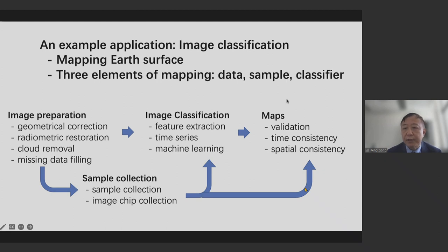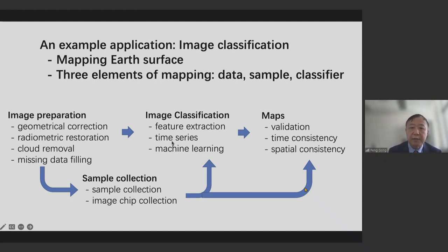You can also do change detection by comparing maps derived from different dates of the data, so you know, land cover or land use changes. And of course, we need some algorithm to do that. Nowadays, most people use machine learning algorithms.